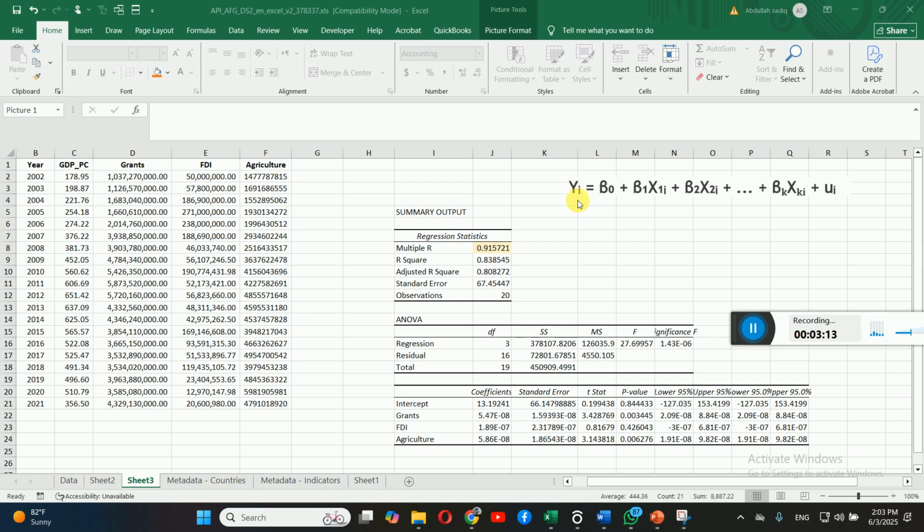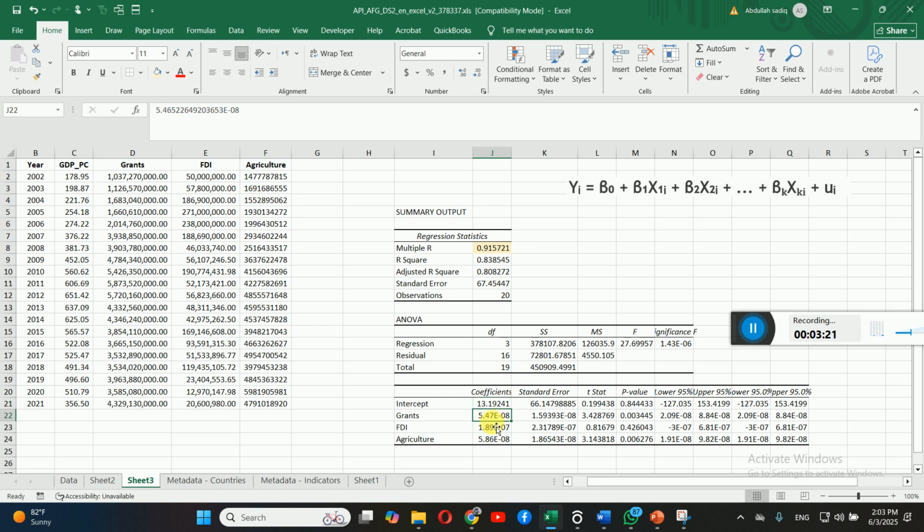So for predictions, you should have beta naught and beta 1 and beta 2 and all these values, and we have them in our output here. Simply, this is the intercept and this is our grant. This is the beta naught, and this is the coefficient of grant, which is beta 1. This is the coefficient of FDI, which is beta 2, and this is the coefficient of agriculture, which is beta 3. Simply. So if you just try to find out our predicted value, we are using y hat.